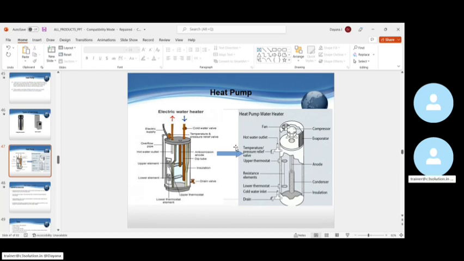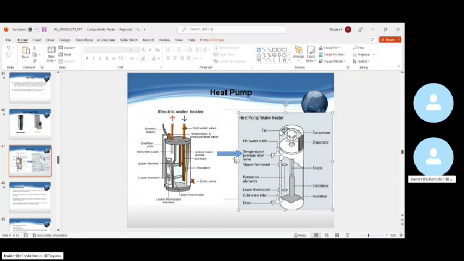Can you see this one, or do you want me to zoom in? No, ma'am, that's okay, it's visible. The fan is here, the evaporator is here. The fan and evaporator are in the compressor part. Your condenser is in the tank part. This one is the condenser.